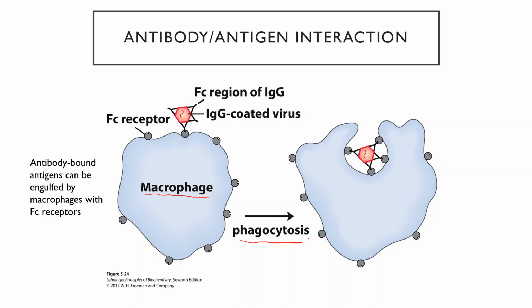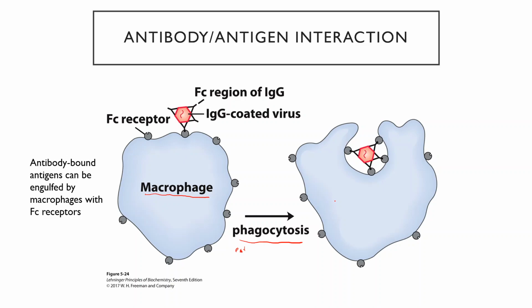So this is a word that basically means the word phago means to eat, and cytosis means basically movement of the cell. So it's a process in which the cell kind of engulfs whatever the antibodies are attached to. So if it's a virus or bacteria, then the macrophage just eats it, essentially. It destroys it. And so that's one way that the immune system can get rid of invaders, foreign invaders, and infections.